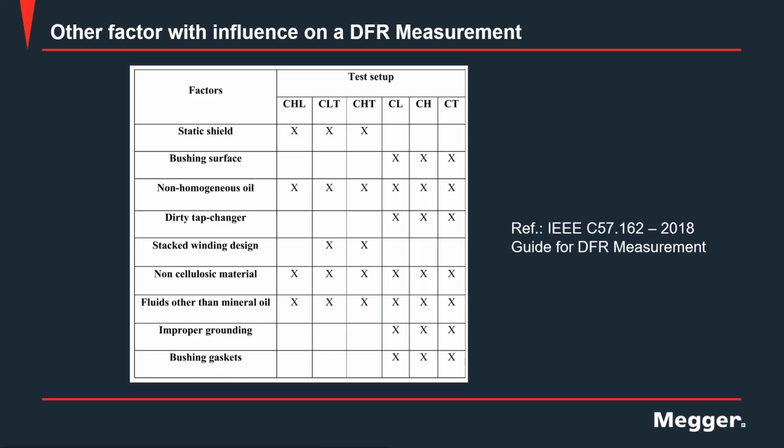With that being said, and especially when we start looking into some non-typical responses, there are different factors that will influence our DFR measurement. That is important for you to see. I'm making this reference, and that's again taken from the standard that was published just in 2018. You can look into the static shield. There might be some bushing surface influence, non-homogeneous oil, dirty tap changer, some winding design, cellulosic material, etc. Because the information will get to you later, this is a table that will be important. If you see any difference, any discrepancy or mismatch against the modeling system, it could be because of the influence of one of these.